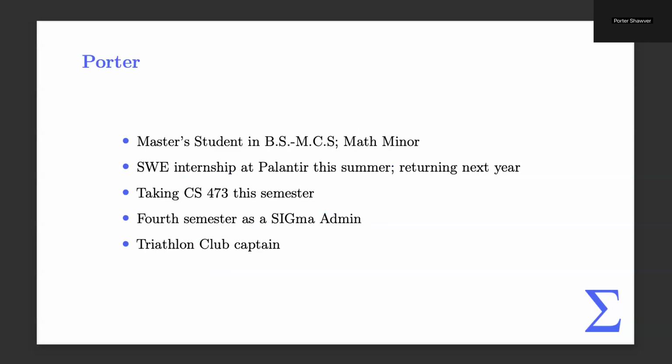Okay, so first, my name is Porter. I just started as a master's student, in the BS MCS combined program. I also minored in math, which is why I'm here for Sigma. I like math and computer science. I interned at Palantir over the summer, and I'm taking CS 473, that algorithms math class, which is interesting. It's kind of related to what we do, so if you like this, you might keep that in the back of your mind. This is my fourth semester as a Sigma admin. And completely unrelated, fun fact, I'm the captain of the triathlon club here on campus. So if you like to swim, bike, or run, you should come talk to me.